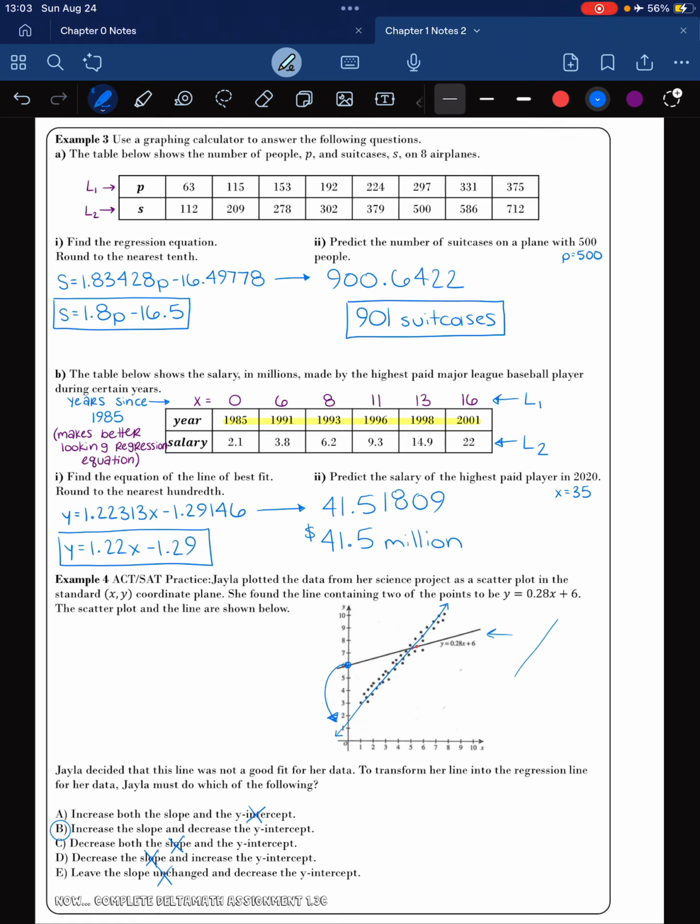And that is linear regression. I believe that is our last lesson before we have our first half of this chapter test. So happy studying.